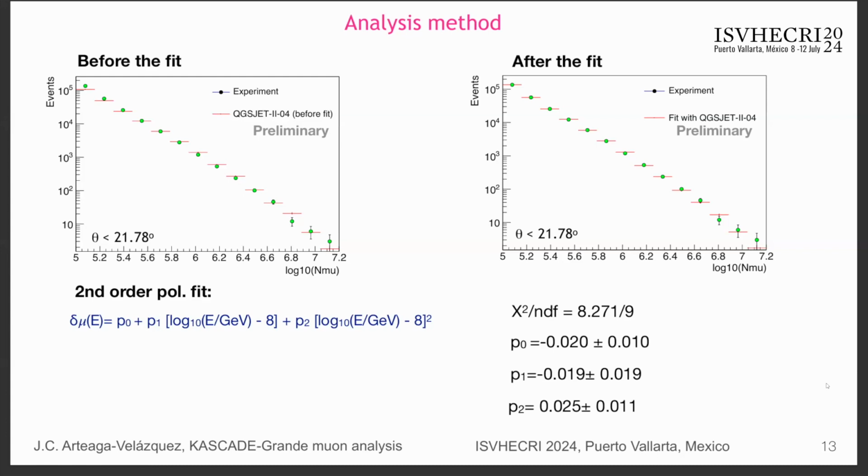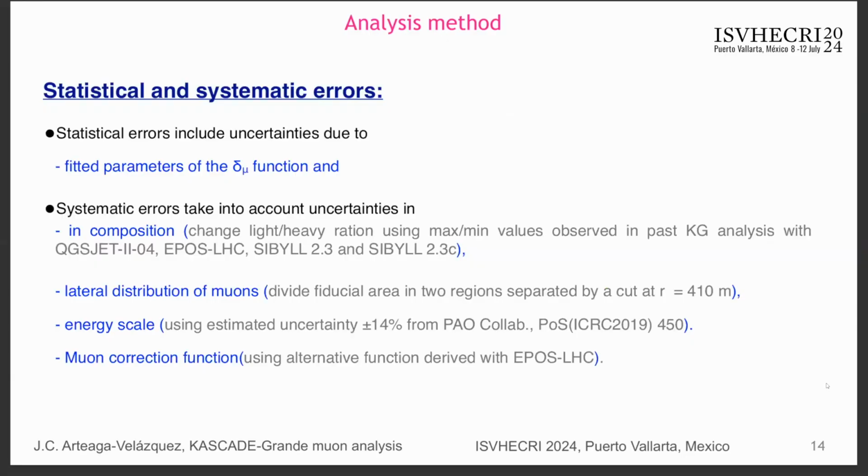By calibrating this quantity for each of these hadronic interaction models, we obtain our estimation for the number of muons. We have taken into account statistical and systematic errors, for example, the error on the fitted parameters, the composition, the lateral distribution functions, the energy scale, and also the mean correction function that we have employed in order to calculate this quantity.